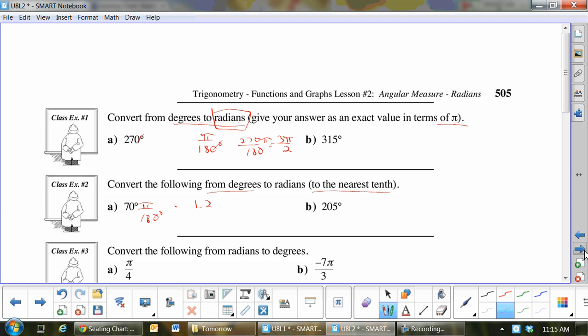Now, remember what 1 radian looks like. It's just a little bit more. 1 radian is pretty close to 60. 1.2, well, that makes sense, right? That's just a little bit more than 60 degrees. So 1.2 radians. Now, you can put 1.2 or just 1.2 radians.